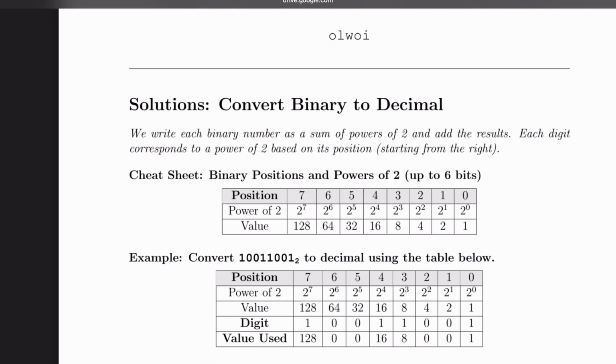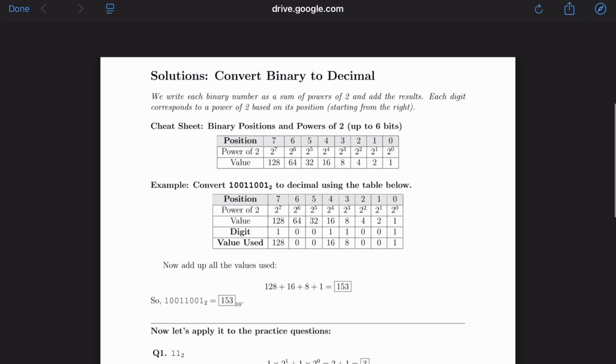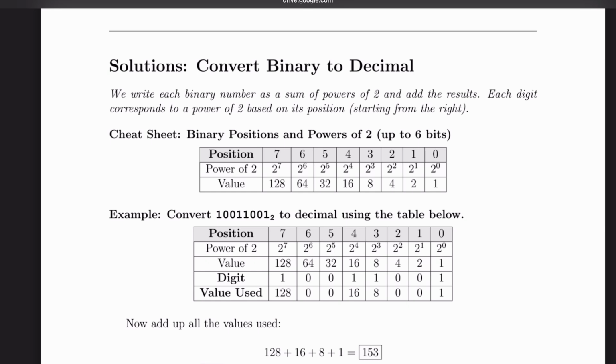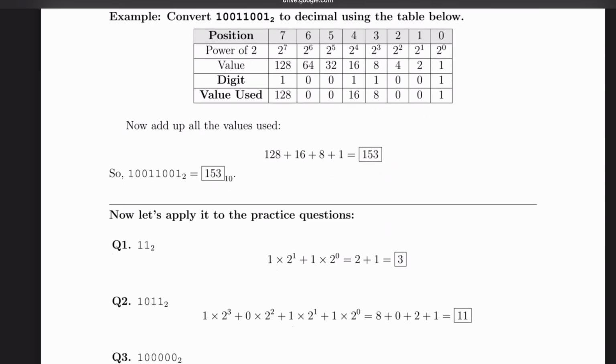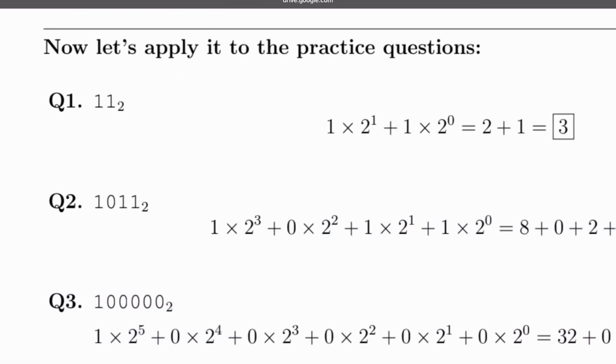You can see we have some cheat sheets up here for the binary positions and powers of 2s, and then an example of how you would convert one number. Now, if this is enough information for you, you can continue to try to solve the question again. But if you're still struggling, you can scroll down a bit further and you'll see exactly how you would come to a solution. So, for example, in our case, we got question 2 incorrect.